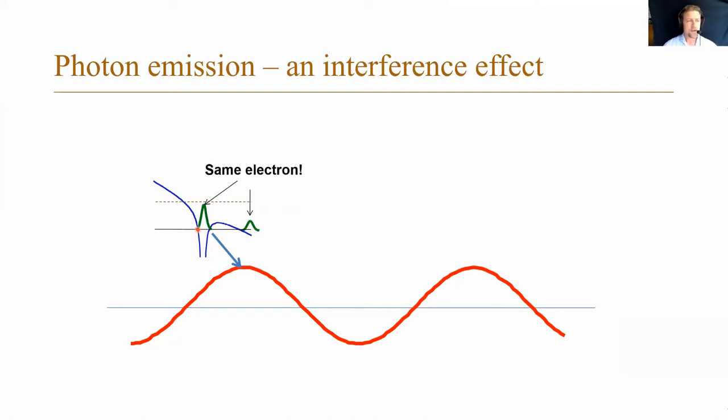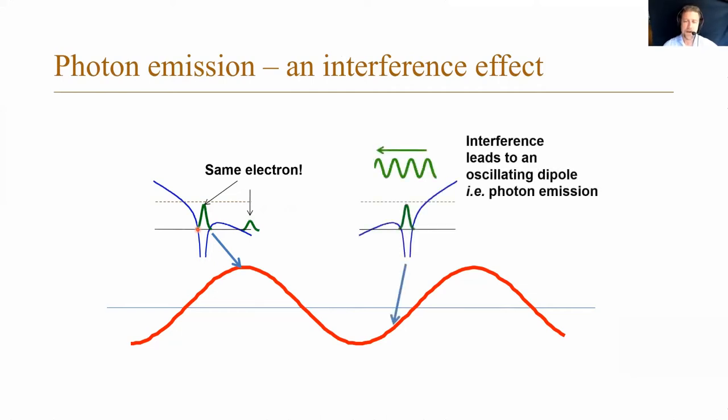So all this emission, this photo emission, is really an interference effect. This electron comes back as a wave and results in an oscillating dipole. This is what gives us the XUV light. The interference between the remaining electron wave packet and the returning electron wave packet, these two interfere and create an oscillating dipole, which leads to photo emission. We can do this many ways.